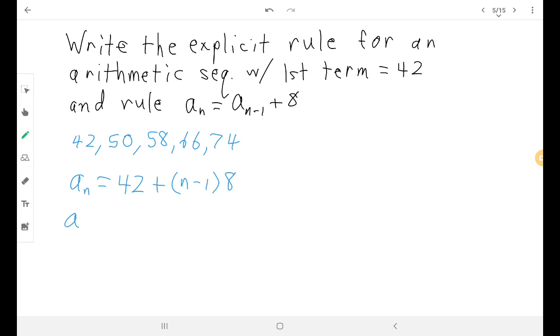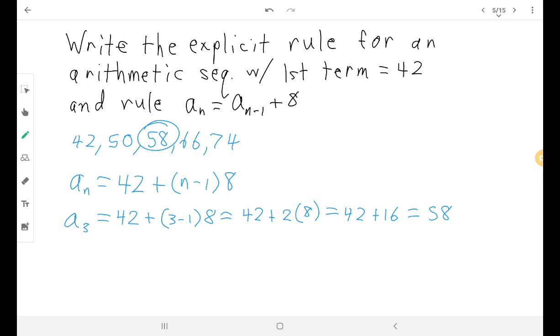Let's check it with a couple of these. Let's check a sub 3. Let's check the third term and make sure that we get the third term. So we do 42 plus 3 minus 1 times 8, which is 42 plus 2 times 8, which is 42 plus 16, and 42 plus 16 is 58, and the third term in my sequence was indeed 58, so that's good. Let's check one more.